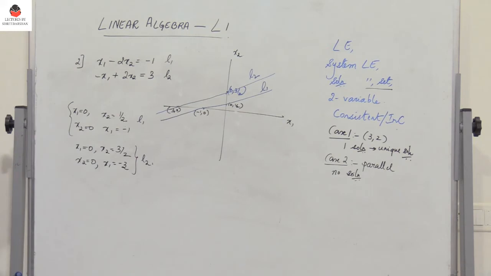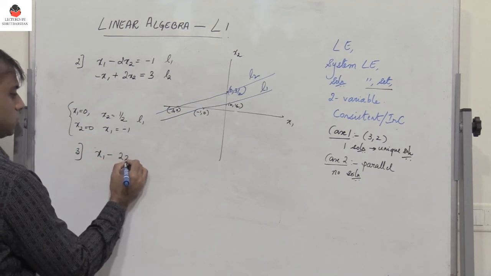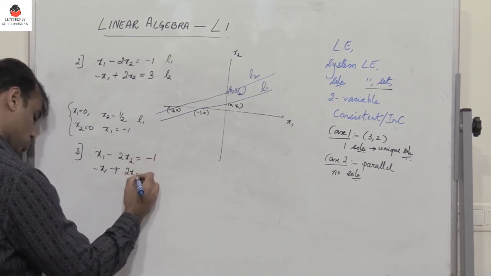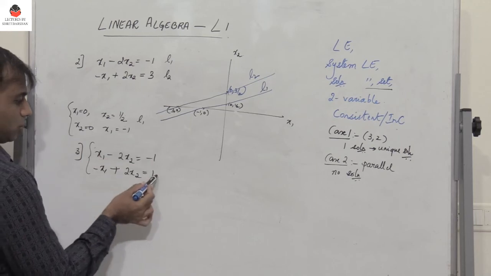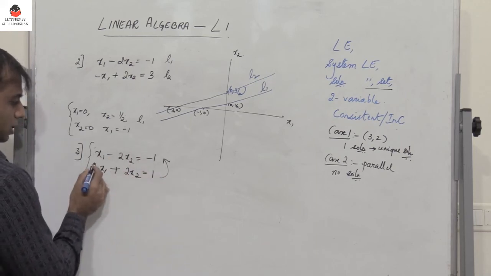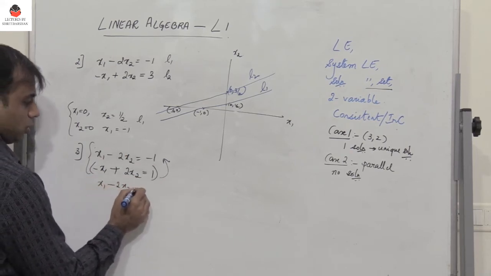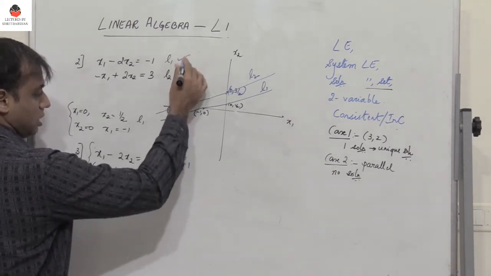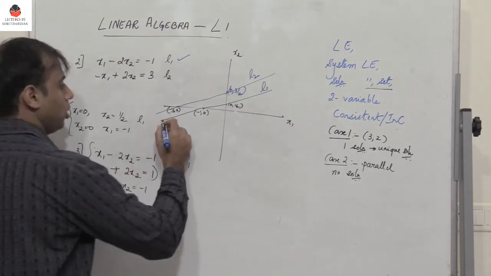Let's consider the third case. We have the equation x1 minus 2x2 equals minus 1, and minus x1 plus 2x2 equals 1. Now I have these 2 equations. I observe that the second equation is nothing but the first one, isn't it? If I multiply the whole equation by a minus sign, I get x1 minus 2x2 equals minus 1. So therefore, these 2 lines coincide. If I call this L1, and if I call this L3, I find that L1 and L3 coincide.